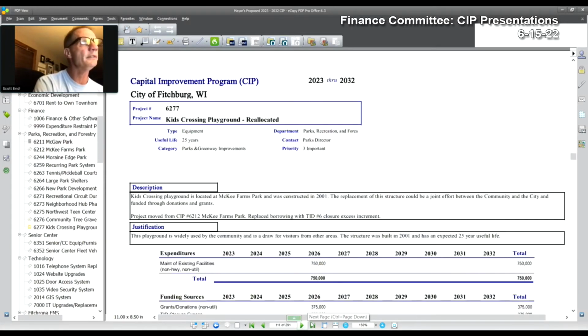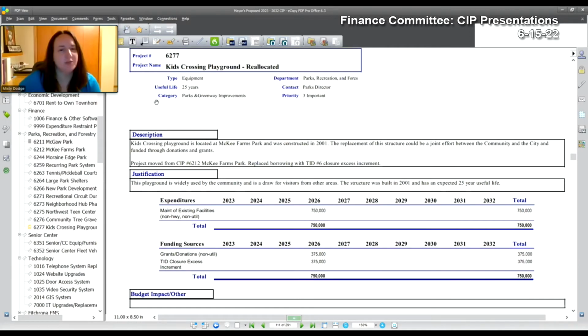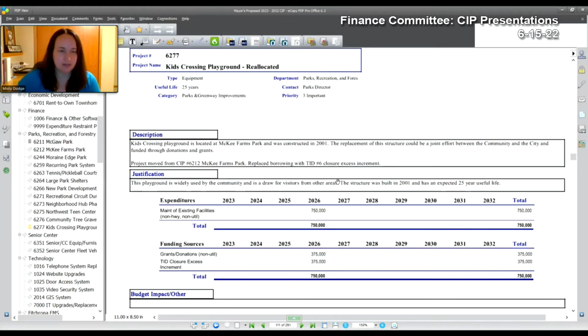Kids Crossing Playground. Was that moved? Was that always in 2026, Misty? No, this was previously in that McKee Farms Park separate one, and we moved it to be here just so that it was cleaner, especially as we're expecting donations. It's much easier to track having it as its own CIP. No, perfect. And then we did replace the borrowing with the TID closure excess increment, which was identified in that investment plan that council approved.